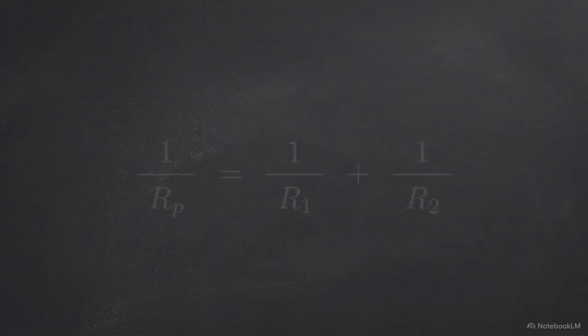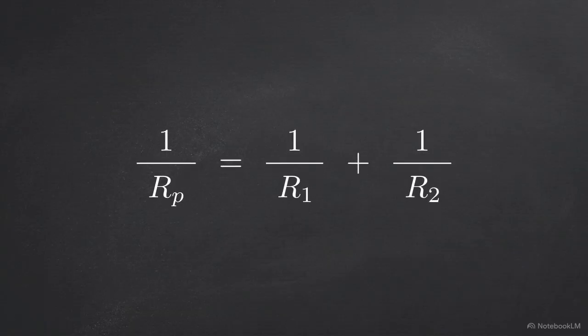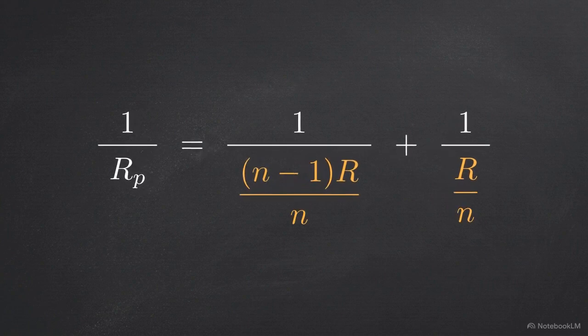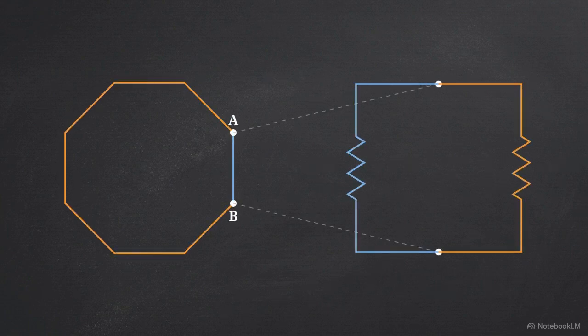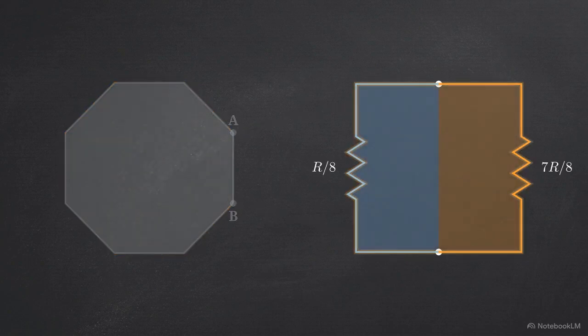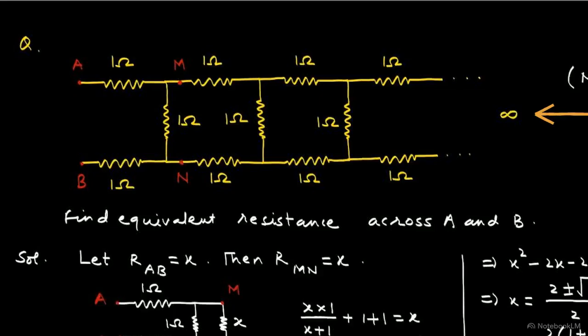Now we apply the parallel formula to these two branches, substituting our values into the equation. 1 over R sub P equals 1 over R1 plus 1 over R2. After simplifying the algebra, we find the final result shown in the bottom left, N-1 over N squared multiplied by R. These geometric problems are effectively mapping exercises, where the goal is to translate physical shapes into standard parallel and series branches. Returning to the infinite ladder, we have a network where every unit is identical.